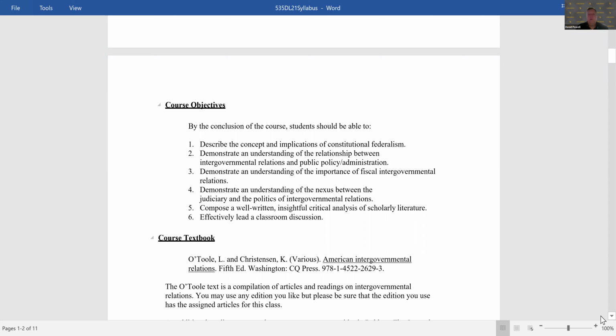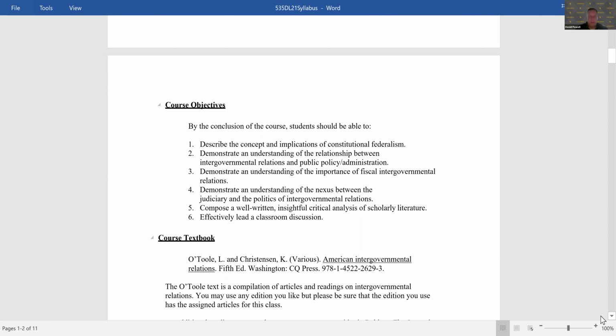So we'll understand constitutional federalism. We'll then also develop an understanding of intergovernmental relations, the relationship between all three levels of government, and try and find that nexus between intergovernmental relations and public policy and administration. So kind of show you why this course is in a public administration program. We will demonstrate understanding of the importance of fiscal intergovernmental relations. We'll have one entire week that will be focused solely on fiscal federalism.